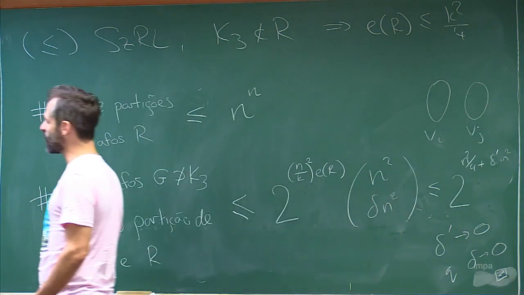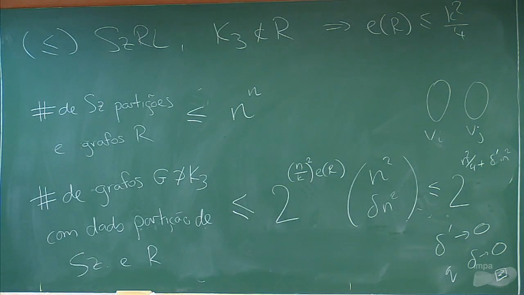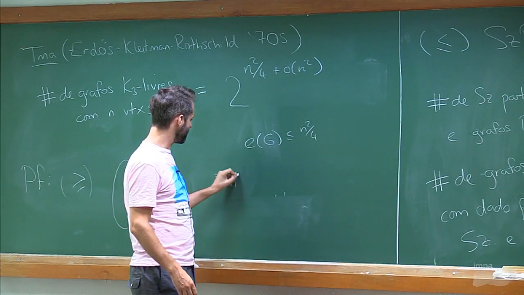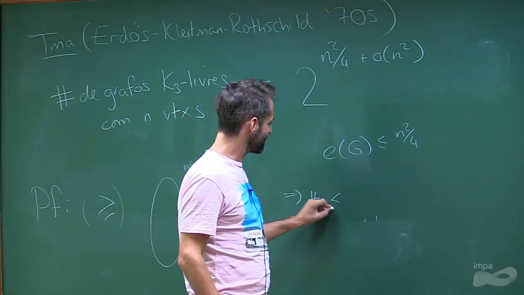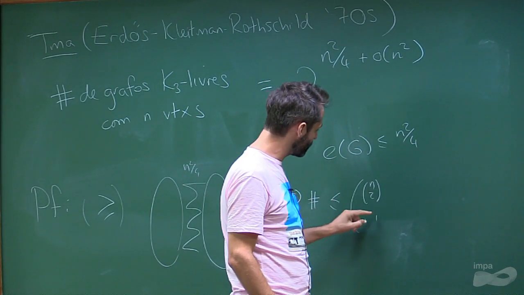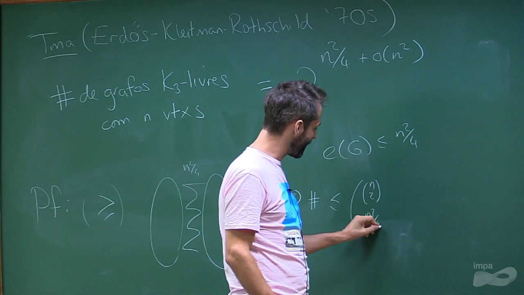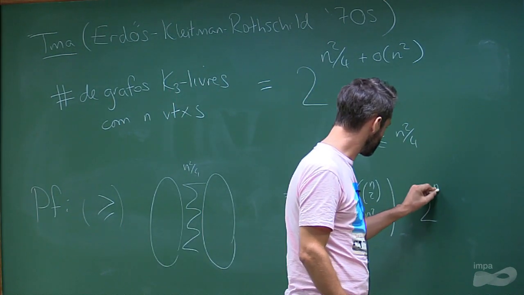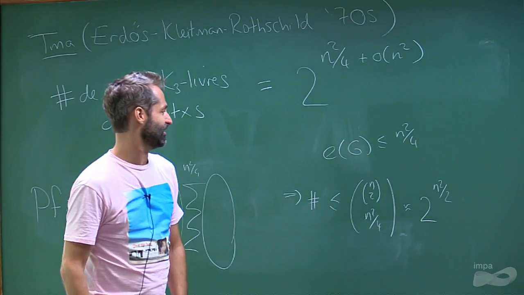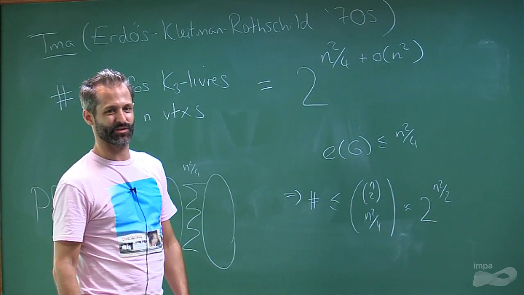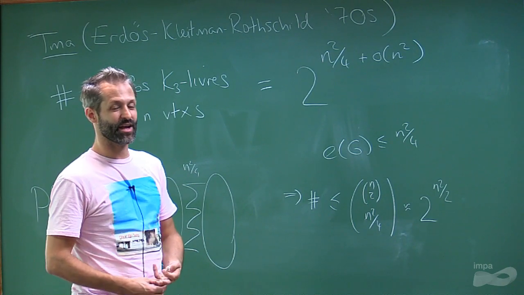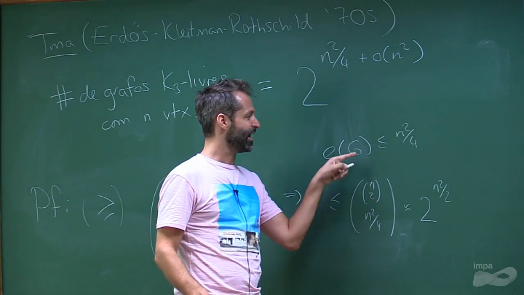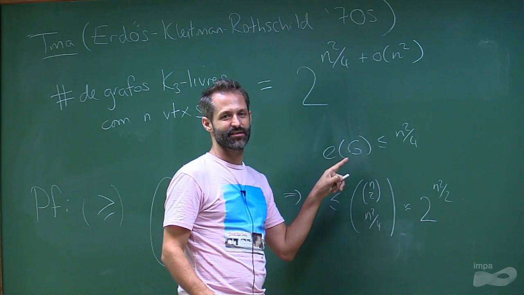So no, the fact that E of G is at most n squared over 4 tells you that the number of these things is at most n choose 2 choose n squared over 4, which is actually roughly 2 to the n squared over 2. It's actually much bigger. Even so, a typical graph, a random graph with density a half, has about this many edges.